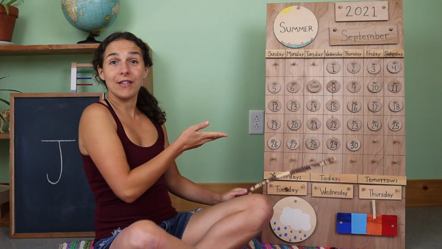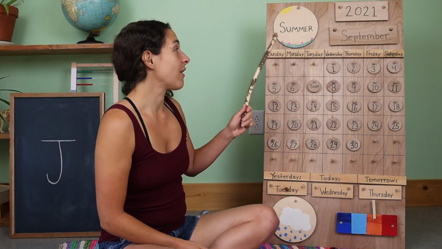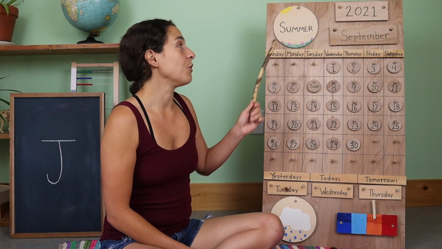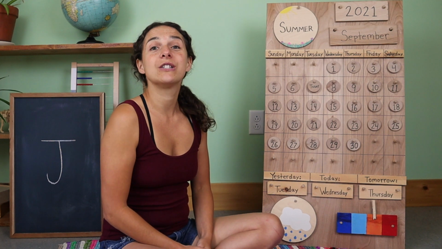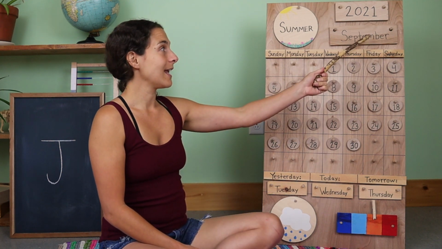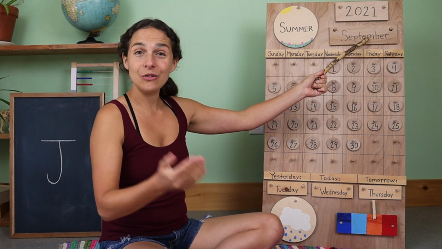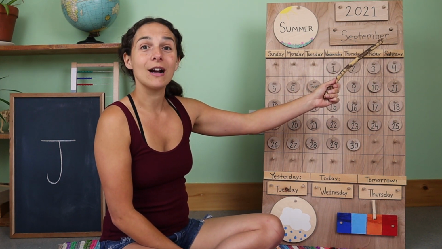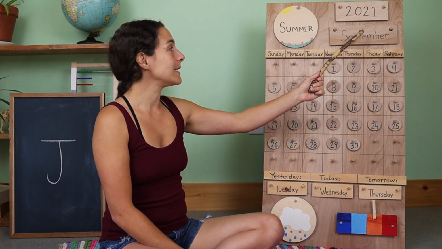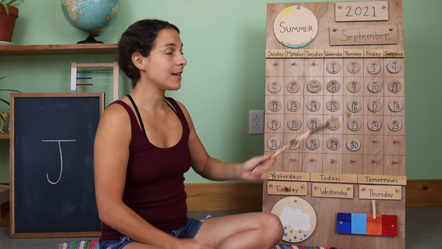Behind me, I have the calendar and weather chart. There are lots of numbers, a few pictures, and some words. And the first thing that we do is go over the date. Here's the month. Do you know what the month is? September, and today is September 8th.